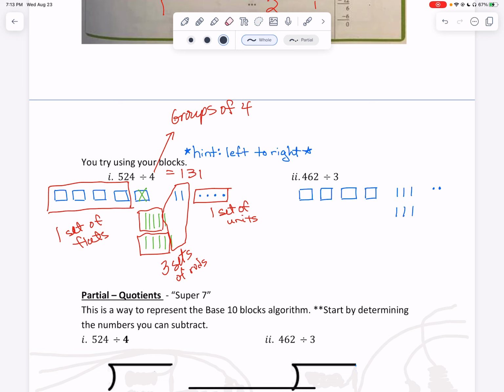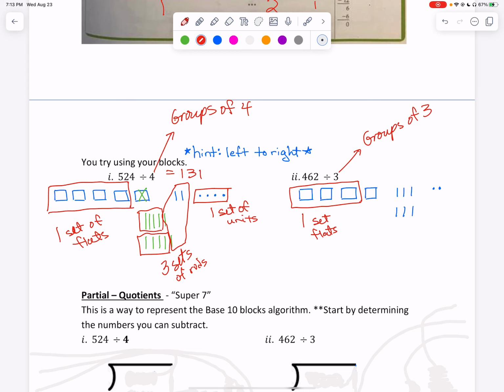So now I've got 462. There's my 4 flats, my 6 rods, and my 3 units. What are my groups going to be? How am I going to set that up? I'm going to have groups or sets of 3. So here we go. I'm going to start over here at the left. I've got 1 set of flats, 1 set of 3 flats.